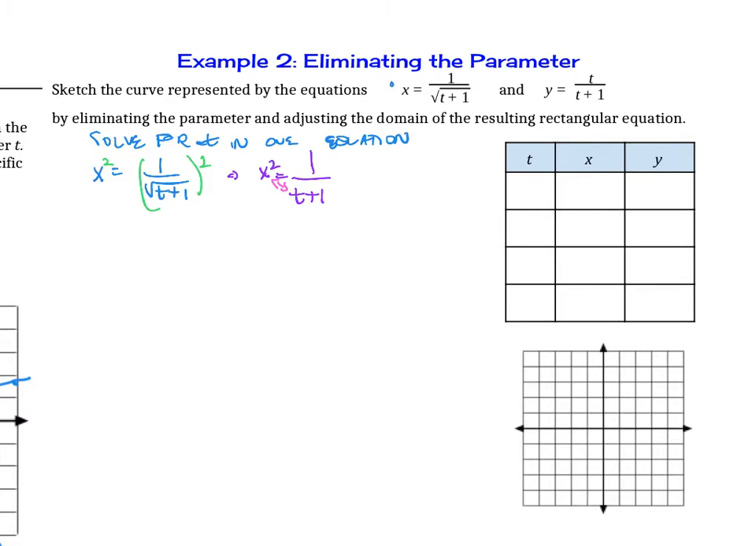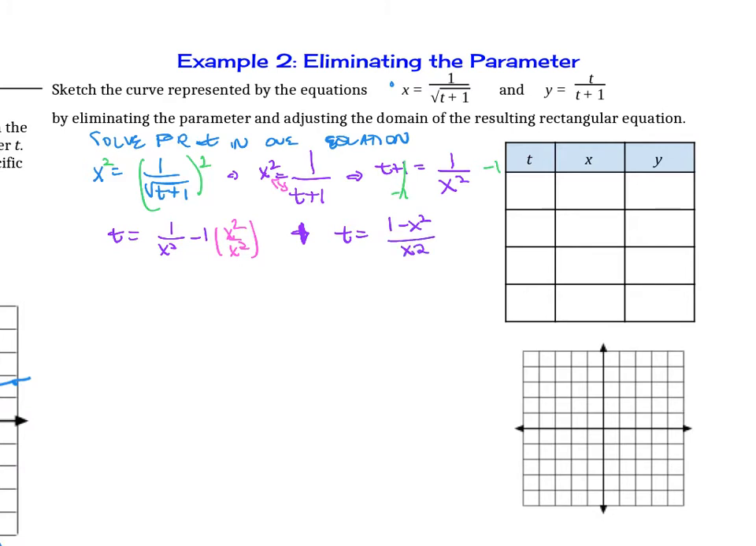And so this is going to end up being t plus 1 equals 1 over x squared. Now we're almost isolated with our t, so let's subtract 1 from both sides. So we get t equals 1 over x squared minus 1. Let's get a common denominator, so let's multiply this 1 by x squared over x squared. And so we find that our equation here is going to be t equals 1 minus x squared over x squared.